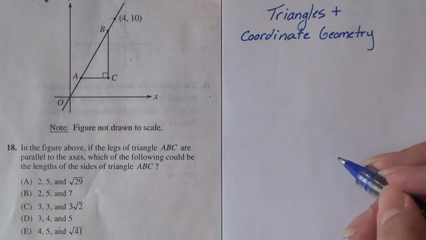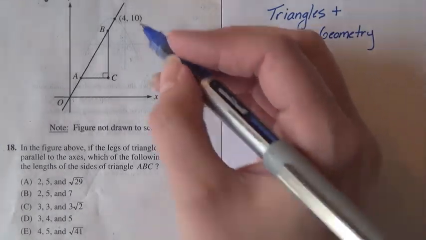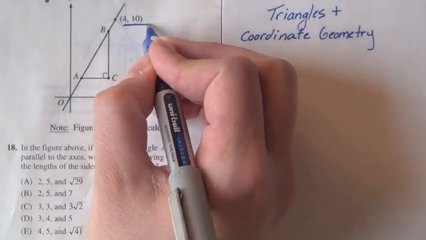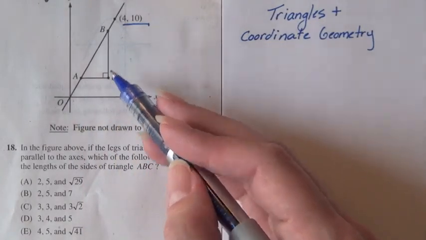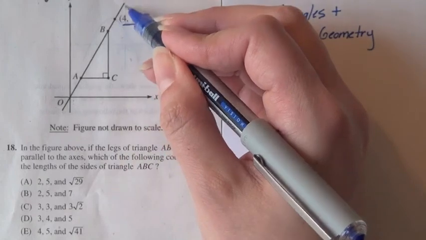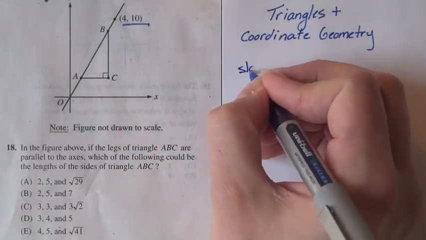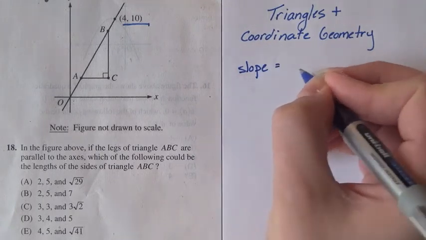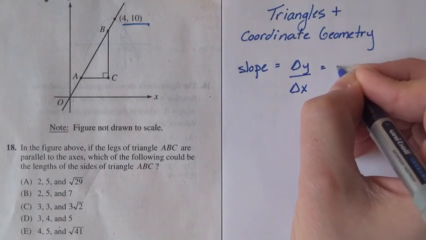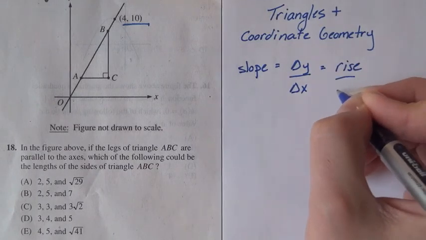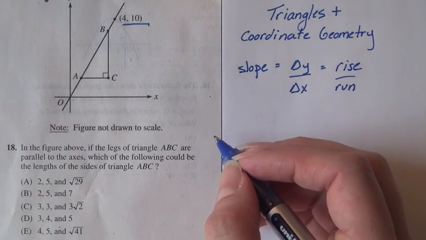In order to solve this problem, let's take a look at what clues are being given to us in the picture. We're given the coordinates of this point, 4, 10. And what these coordinates allow us to do is calculate the slope of this line which contains the hypotenuse of the triangle. Now, slope is calculated as change in y over change in x, or alternatively, rise over run. So the slope of this line can be calculated using any 2 points on the line.